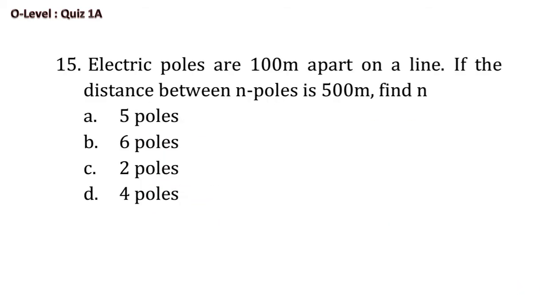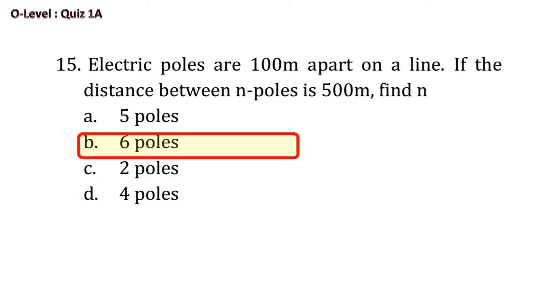Question 15. Electric poles are 100 meters apart on a line. If the distance between n poles is 500 meters, find n. There is a lot of trick in this question, and many students will just look at the question and tick 5. There is a trick in it. The answer is not 5.